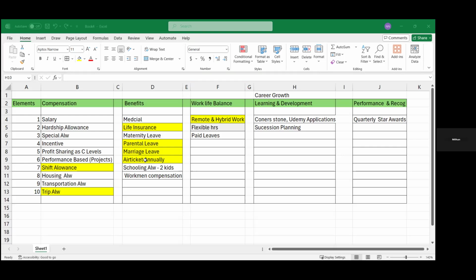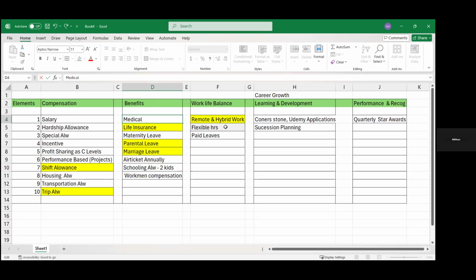Annual air tickets for expats. In terms of work-life balance, we do have remote work, but it is not fully implemented, because it's given on a case by case basis, especially for IT and HRIS and that sort of team.